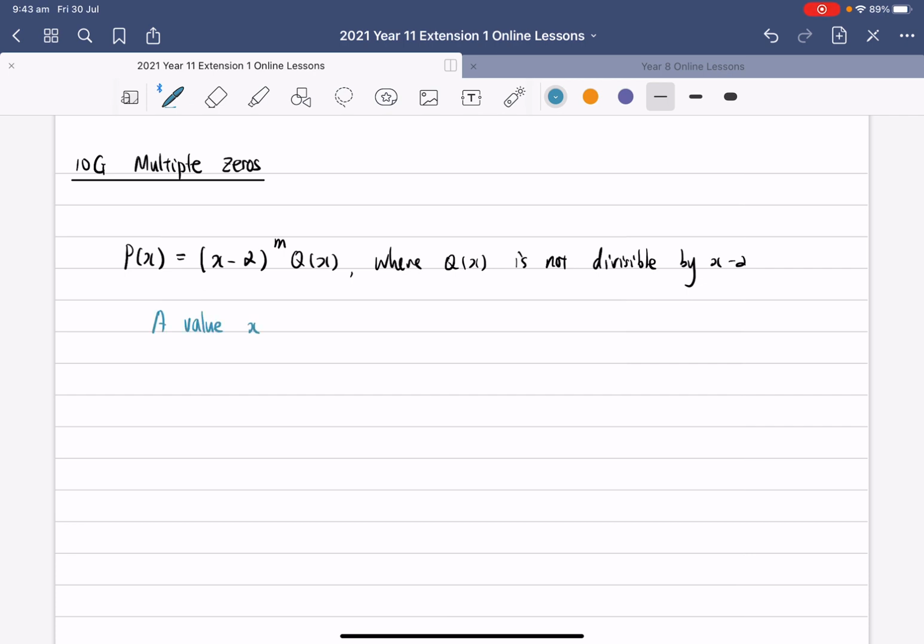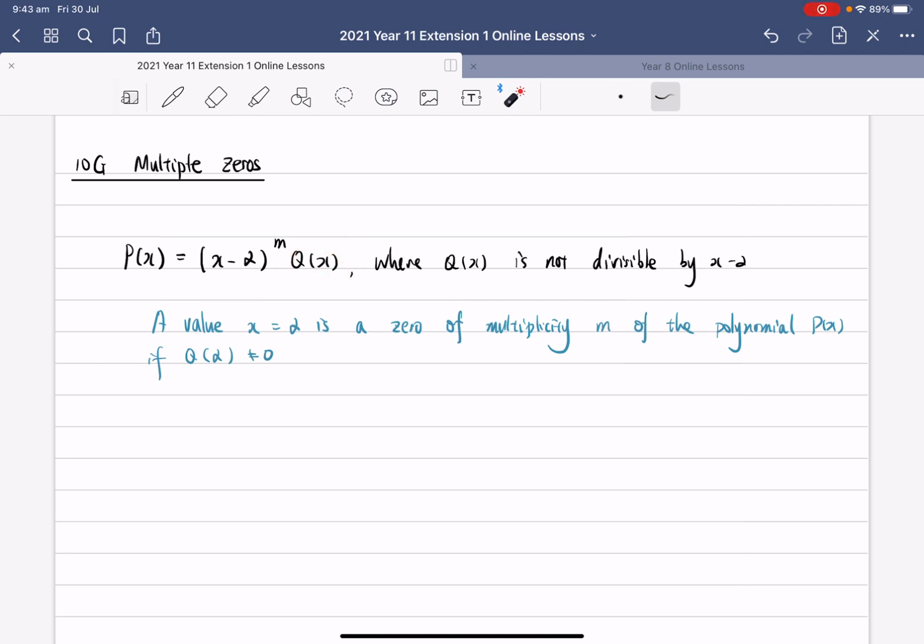So the value x equals alpha is a zero of multiplicity m of the polynomial p of x. All right, and then remember that q of alpha is not equal to 0, otherwise it doesn't make any sense, right? Because when you do the normal division, you need to have the quotient on the top.